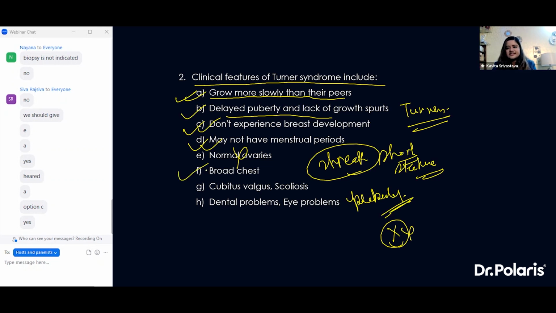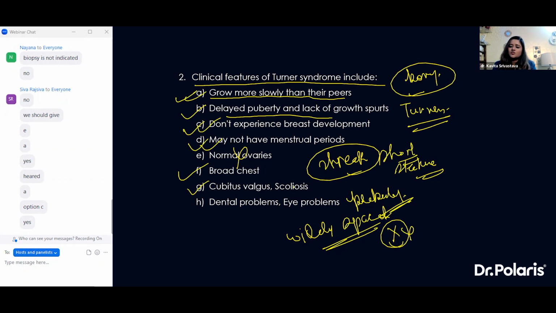They have a broad chest. Yes, that is right. They have widely spaced nipples and a broad chest. So that is a classical feature of Turner syndrome. They can have cubitus valgus and scoliosis. They are very well known for bony deformities. So in bony deformity, they can have complete curvature of the spine, that is scoliosis. They can have cubitus valgus, which results in hand deformity. Dental problems and eye problems are also commonly seen in Turner syndrome. They might also have improper IQ. So they can have delayed development as well. So these are all important features of Turner syndrome. It's a very important syndrome, and the clinical presentation needs to be learned very well.